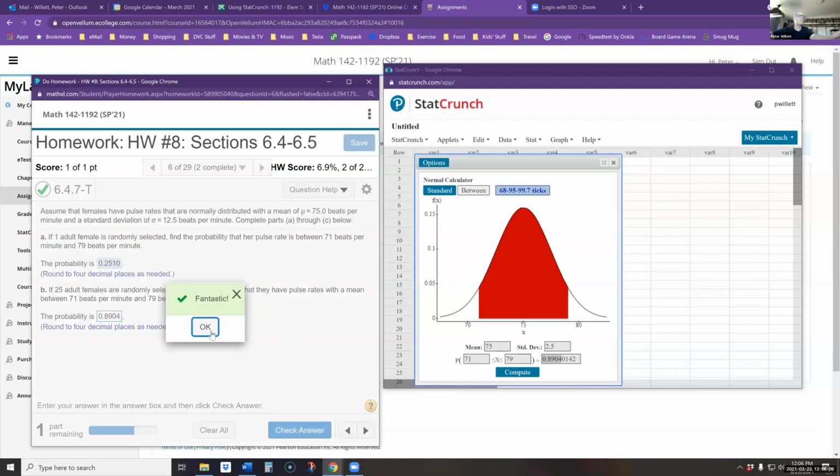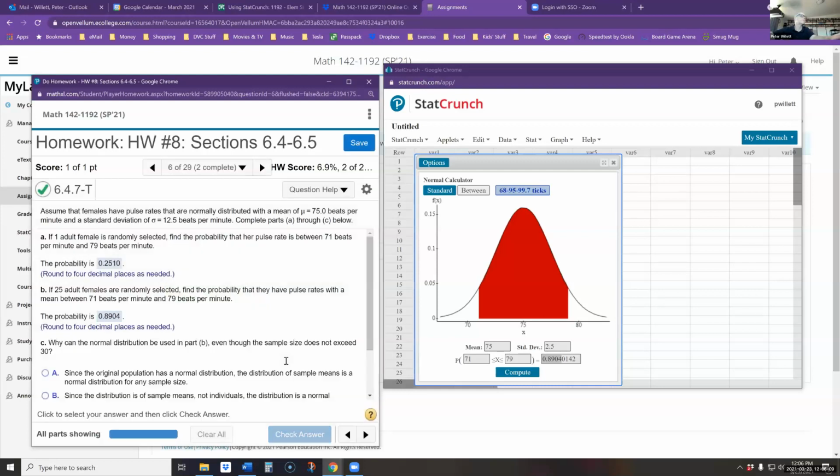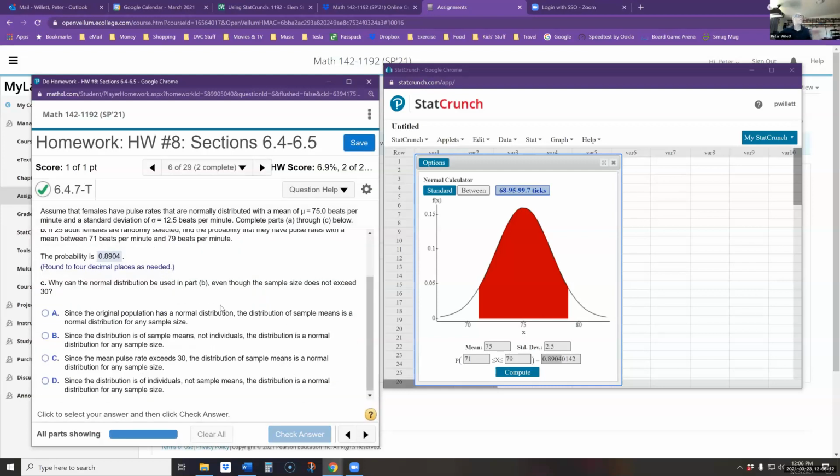So there's a part C where they're probably going to make us try to think or something. Why can the normal distribution be used in part B? Meaning we use the normal calculator. We're using a normal distribution in our part B calculation. So it's saying, why can we use that for part B, even though the sample size does not exceed 30? There's only 25, and it does not exceed 30. So why is it still okay to do what we did? It says in the question that the pulse rates are normally distributed.